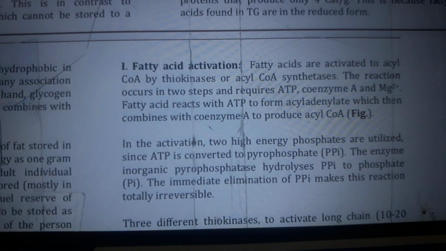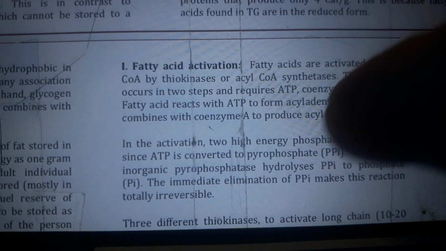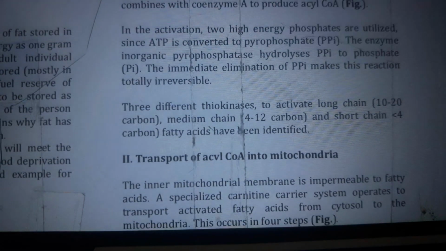Fatty acid activation. Fatty acids are activated to acyl-CoA by thiokinases or acyl-CoA synthetases. The reaction occurs in 2 steps and requires ATP, coenzyme A, and magnesium 2+. Fatty acid reacts with ATP to form acyl adenylate, which then combines with coenzyme A to produce acyl-CoA.